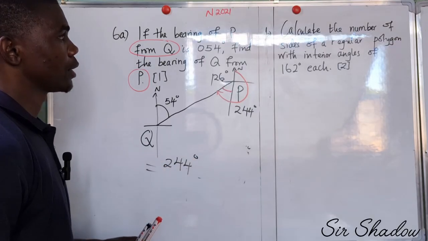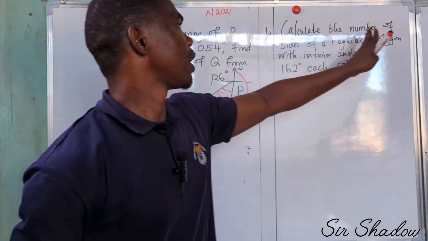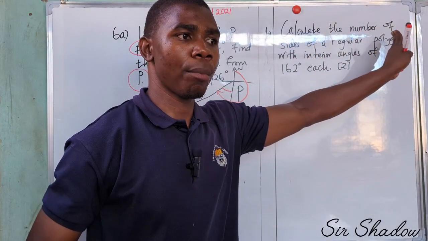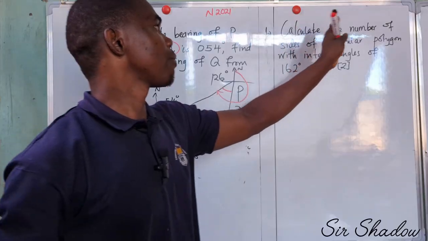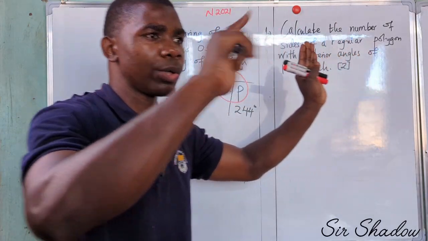244 degrees. Right, let's move on to the next question here. Calculate the number of sides of a regular polygon, isn't it? Calculate the number of sides of a regular polygon.